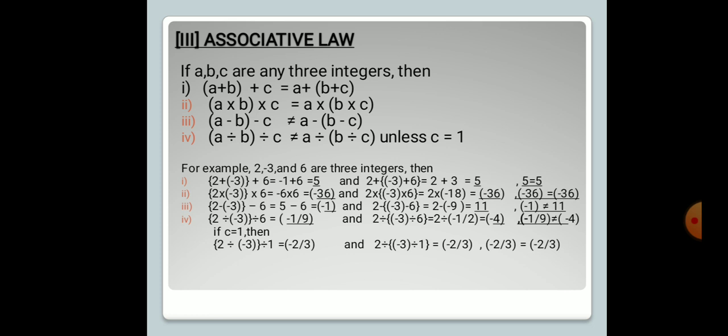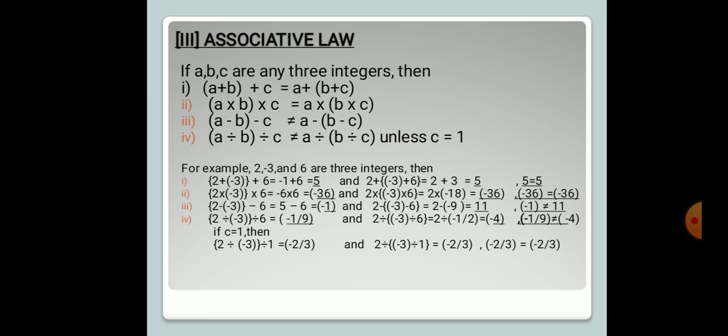Okay, look into the example. 2 divided by minus 3, first and second, then divided by 6: (a ÷ b) ÷ c is equal to minus 1 by 9. And 2 divided by the second and third, divide minus 3 divided by 6 that is minus 1 by 2. So 2 divided by minus 1 by 2 that is equal to minus 4. So minus 1 by 9 is not equal to minus 4.